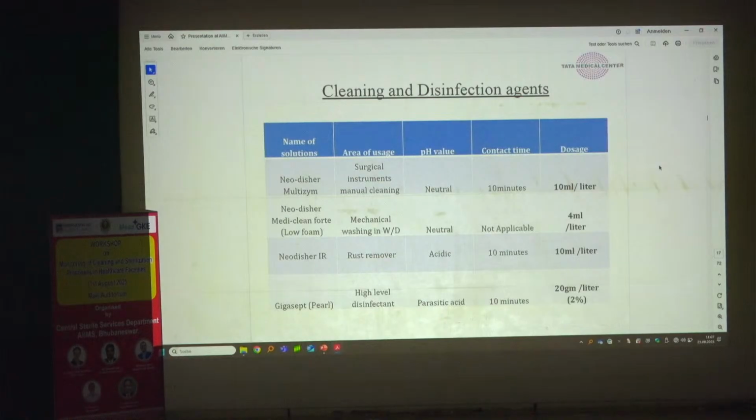This is the cleaning agent which I use in our hospital, Neodisher. It is a German-based product, Neodisher, and the Gigasept. It is for high-level disinfection. It is peracetic acid-based, and you can see the contact time and the dosage. It is clearly mentioned, and I have affixed everything on the wall so that newcomers, if they have any queries, can see this and there is no problem at all.